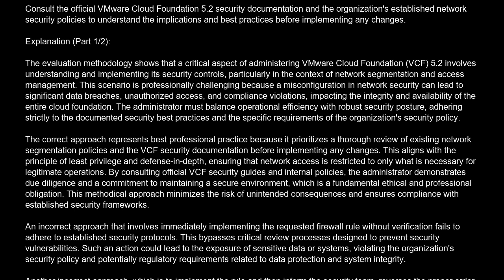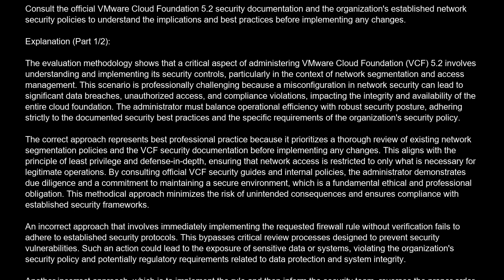This aligns with the principle of least privilege and defense in depth, ensuring that network access is restricted to only what is necessary for legitimate operations. By consulting official VCF security guides and internal policies, the administrator demonstrates due diligence and a commitment to maintaining a secure environment, which is a fundamental ethical and professional obligation. This methodical approach minimizes the risk of unintended consequences and ensures compliance with established security frameworks.